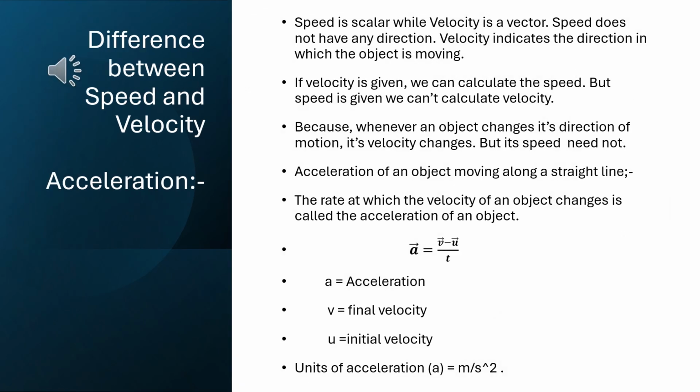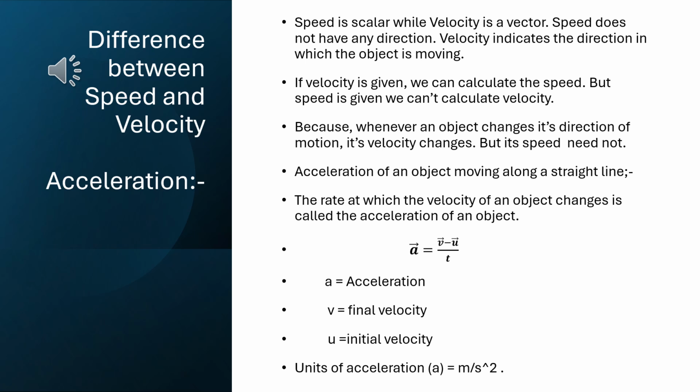Difference between speed and velocity. Speed is scalar, while velocity is a vector. Speed does not have any direction. Velocity indicates the direction in which the object is moving. If velocity is given, we can calculate the speed. But if speed is given, we can't calculate velocity, because whenever an object changes its direction of motion, its velocity changes, but its speed need not.